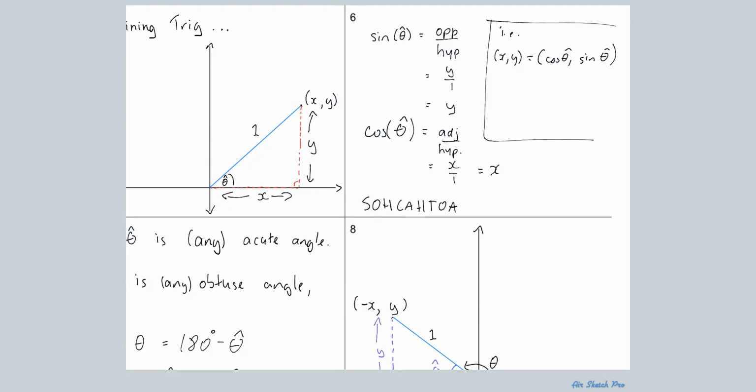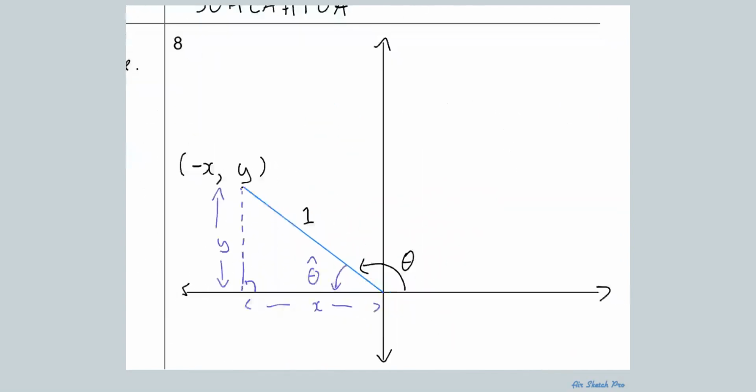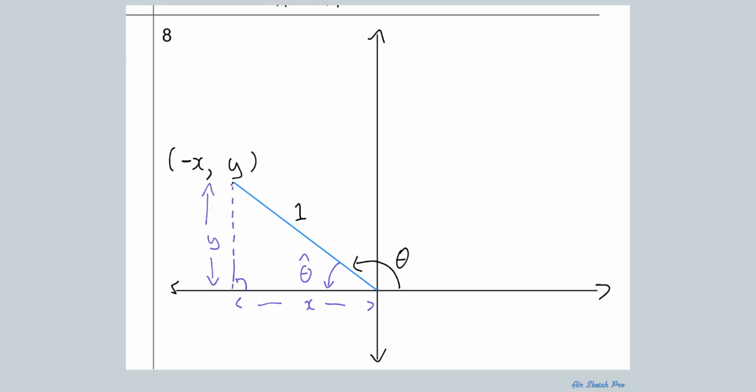The reason we do this is because I can now flip this particular line over to this side, and I've done this in slide 8. It's exactly the same angle between the x-axis and the blue line, theta hat. But now, if I take it from the x-axis in a counterclockwise direction, I've now got an obtuse angle, theta. So I can talk about the sine of theta and the cosine of theta as being the y and the x coordinate. The x coordinate is cosine of theta, the y coordinate is sine of theta, for the same reasons as I said before.